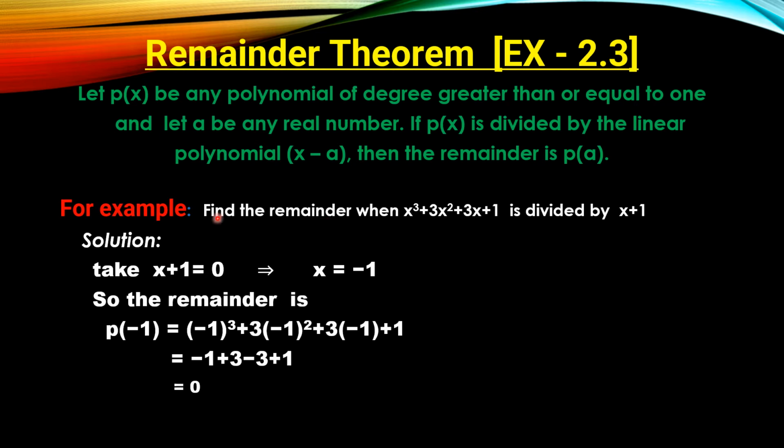For example, find the remainder when x cube plus 3x square plus 3x plus 1 is divided by x plus 1. Here the divisor is x plus 1 and the dividend is this polynomial of degree 3. So take x plus 1 equal to 0, comparing with x minus a, x is equal to minus 1. Just put x equal to minus 1 in p(x) and on simplifying we get the remainder, that is 0.